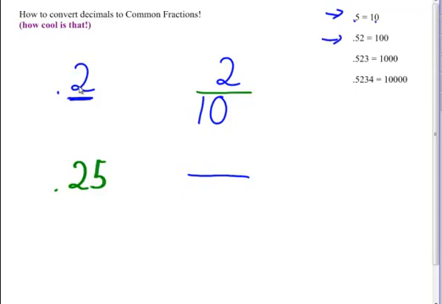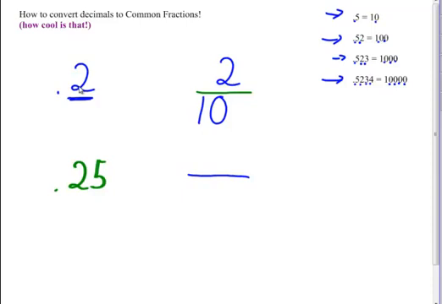In this example, 0.52, there are 2 numbers after the decimal point, so we have 2 zeros. In this one, 3 numbers after the decimal point, so 3 zeros. And in 0.5234, there are 4 places after the decimal point, so 1, 2, 3, 4 zeros.